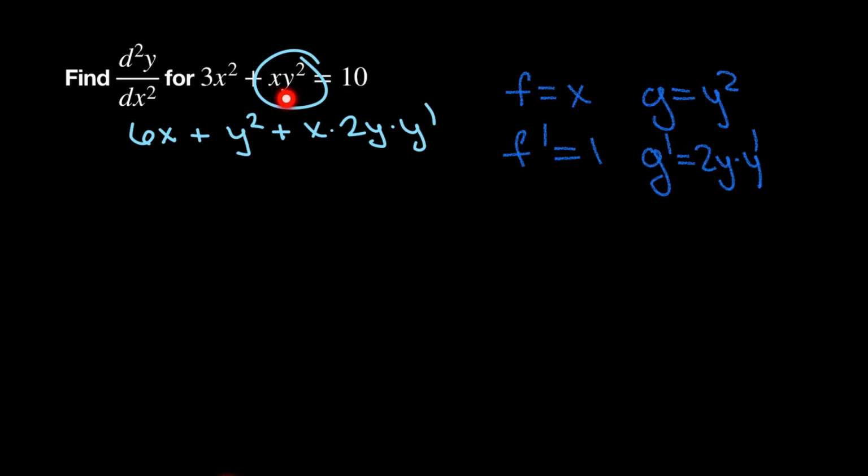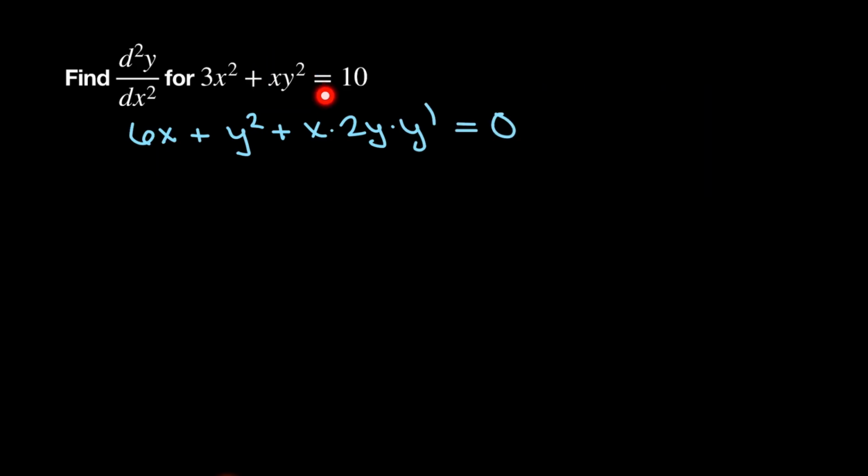For the term xy squared, we're going to have to use the product rule. So I'm going to say my first part of my product, my f, is x. The second part of my product, the g, is y squared. Derivative of x is 1. Derivative of y squared is 2y times y prime. Using my product rule, I have to take f prime times g, so 1 times y squared, plus g prime times f. So x times 2y, y prime. And then equals, and derivative of 10 is 0.